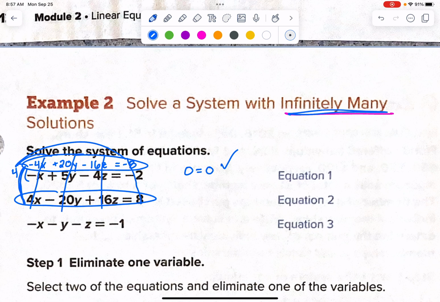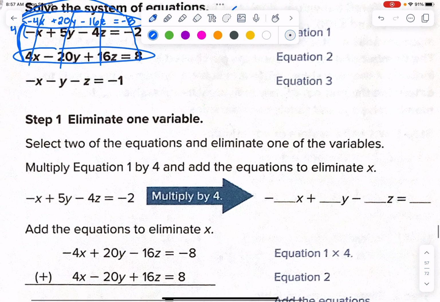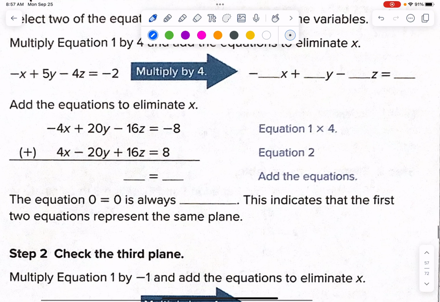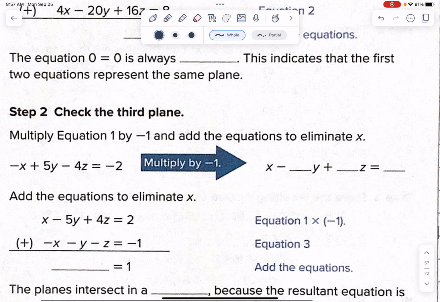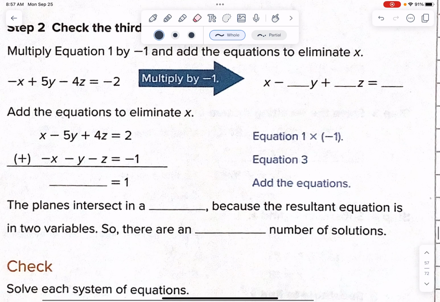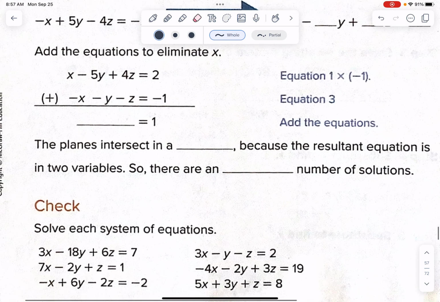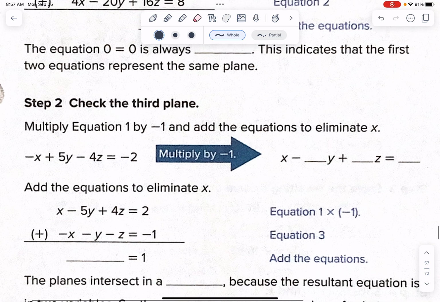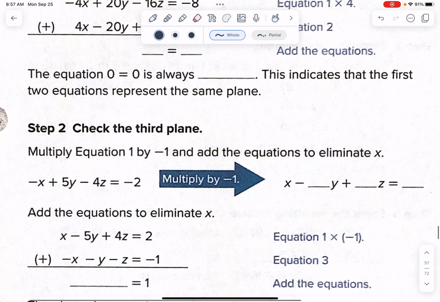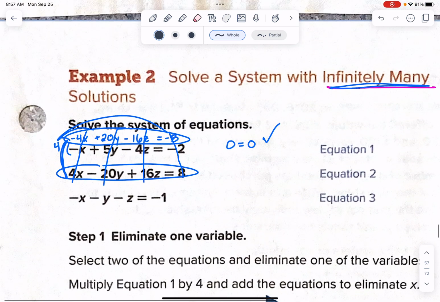Do we have to do anything with the third equation then? Because I don't think it's going to do anything really. Let me check and see. Yep, we don't even have to do anything with the third equation. Oh, step 2, check the third plane. Oh, wait a second. Okay. Yeah, we'll go ahead and check the third one.